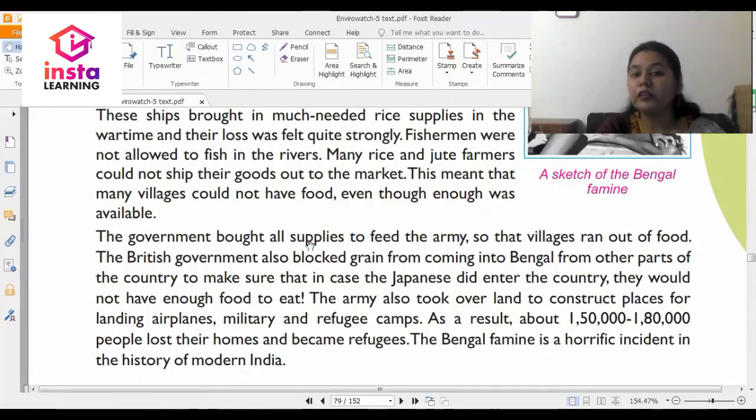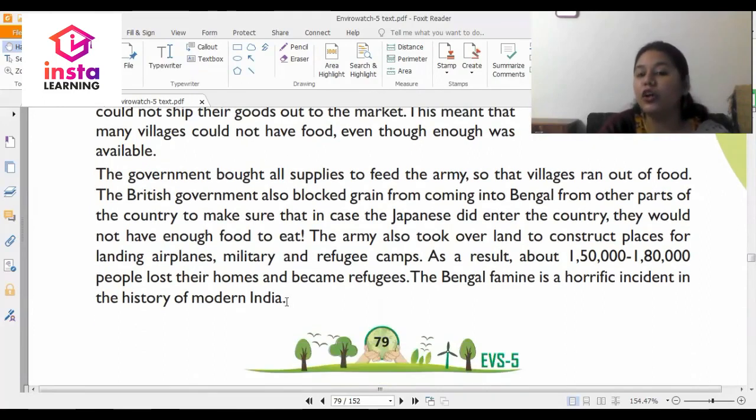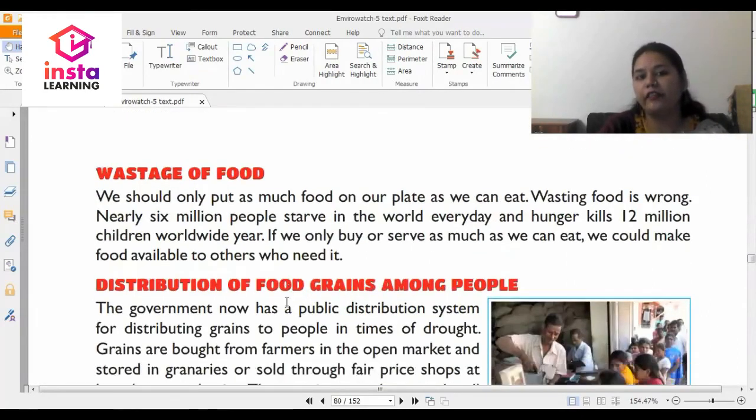The British government bought all the supplies to feed the army. So many villagers ran out of food. The British government also blocked grain from coming into Bengal from other parts of the country to make sure that in case the Japanese entered the country, they would not have enough food to eat. Imagine. Just to protect from external attack, the British government decided that even if people are dying, it's absolutely fine. And as a result, a lot of people lost their life.